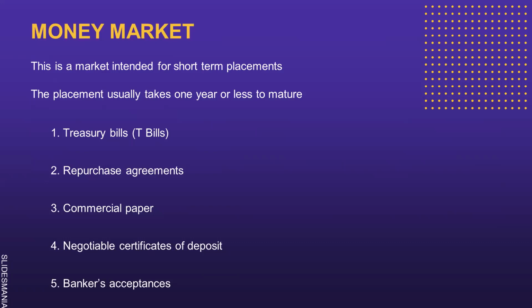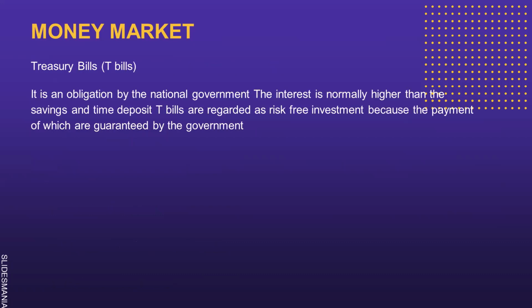So let's go back to short-term or your money market. This is a market intended for short-term placements. Again, it usually takes 1 year or less to mature. So we have your treasury bills, your repurchase agreements or repos, your commercial paper, negotiable certificates of deposit, and bankers' acceptance. Treasury bills are an obligation by the national government. The interest is normally higher than the savings and time deposit. Treasury bills are regarded as a risk-free investment because the payment is guaranteed by the government.